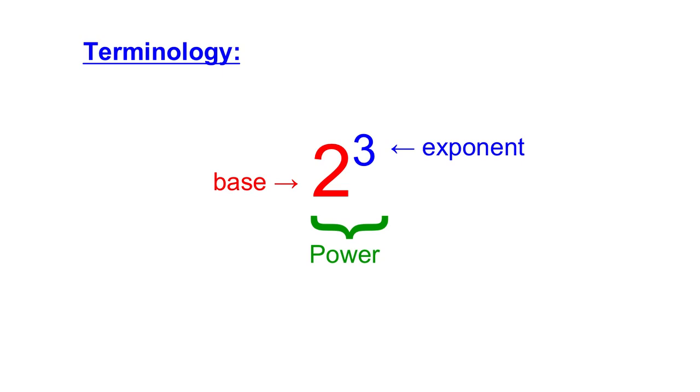First, I'll just remind you of some terminology. Here I have 2 to the exponent 3. The 3 is the exponent, the 2 is the base. The whole thing is called the power. So in a power, you have a base and an exponent. So just be familiar with what these words mean: power, base, and exponent.